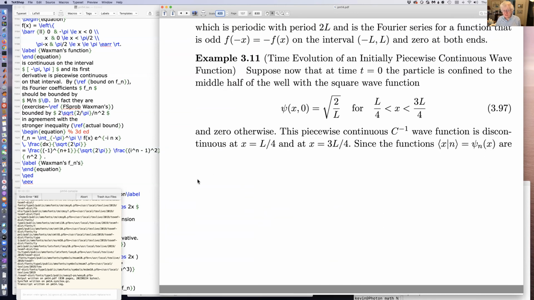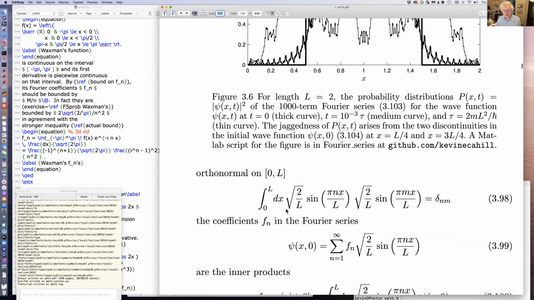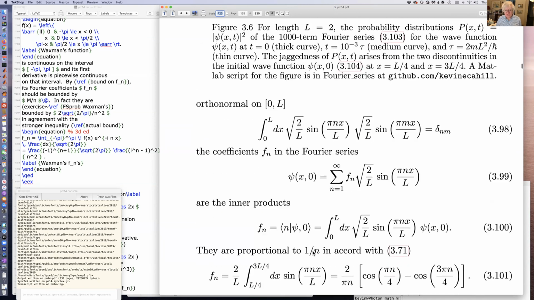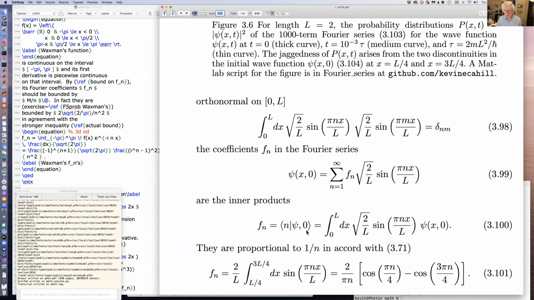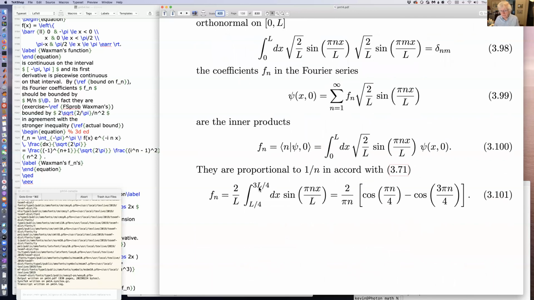The actual eigenfunctions are orthonormal on the interval. The coefficients of the Fourier series, here's the Fourier series for the initial wave function at time 0, are inner products of the eigenfunction with the initial value wave function. They're this integral, and they're proportional to 1/n.